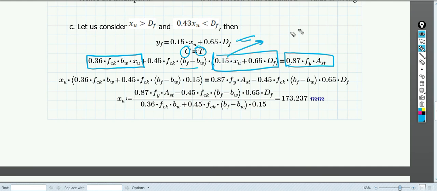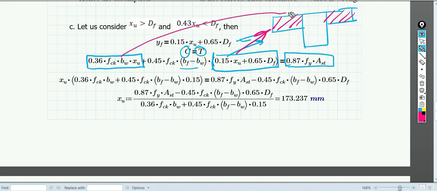Okay, this is for the flange portion except the web. That means the pink portion is for this part and the blue portion is for this part. The compression force in the web area is given by 0.36 fck bw Xu, and in the flange area it is given by 0.45 fck (bf minus bw) times (0.15 Xu plus 0.65 Df). Okay, and this should be equal to the tension force, which is 0.87 fy Ast.